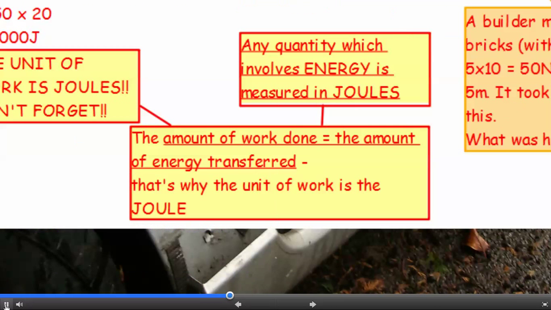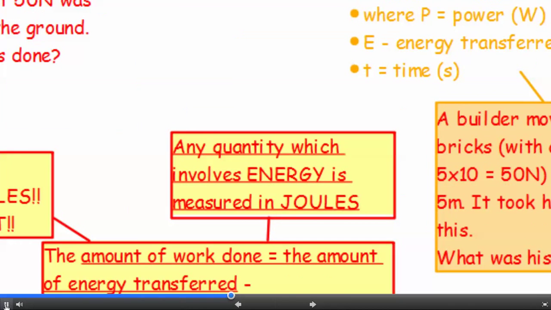So it's just worth reinforcing here that the amount of work done, in a physics sense, is equal to the amount of energy transferred. And that's why the unit of work is the joule. Now, any quantity which involves energy is measured in joules, and that'll help you when you go to the physics equation sheet to pull out the correct equation.